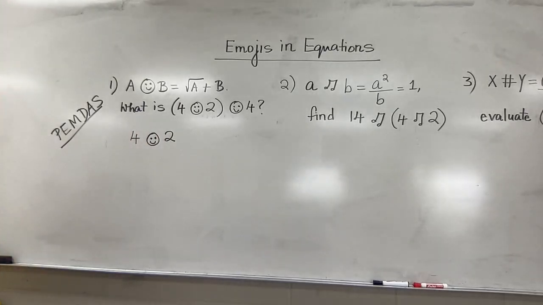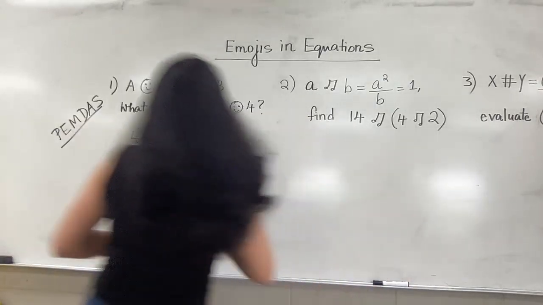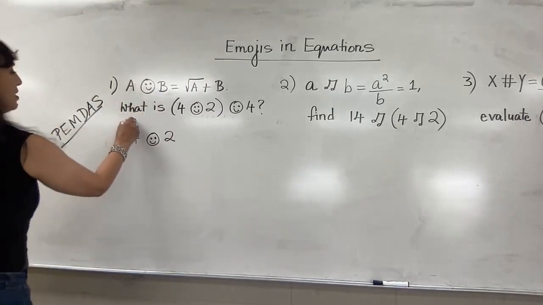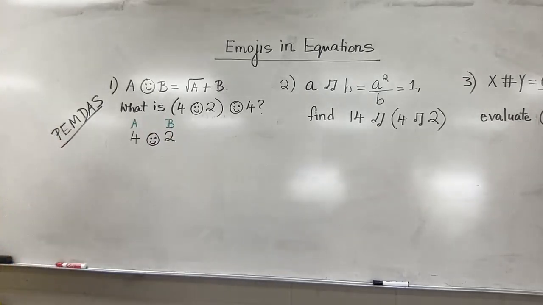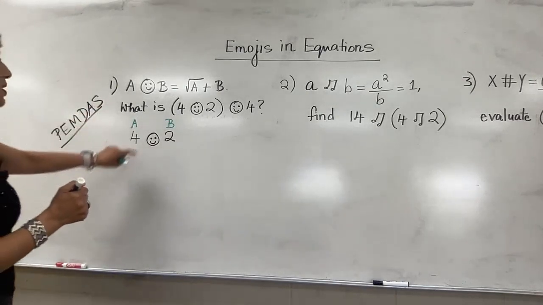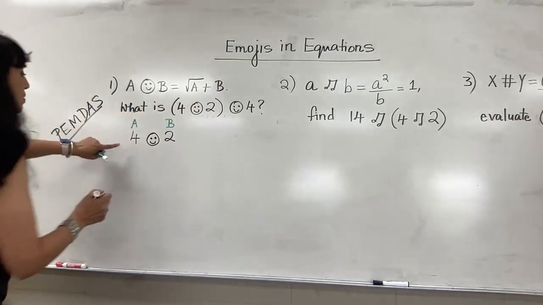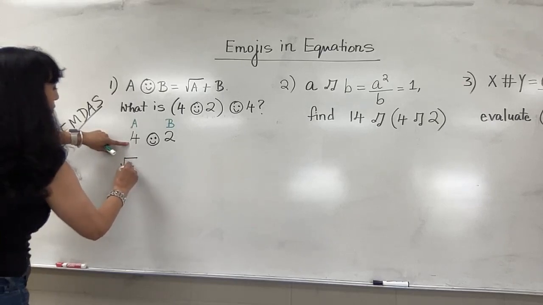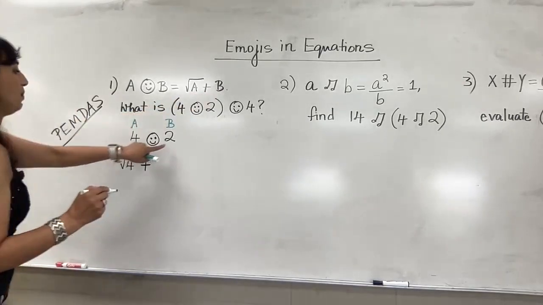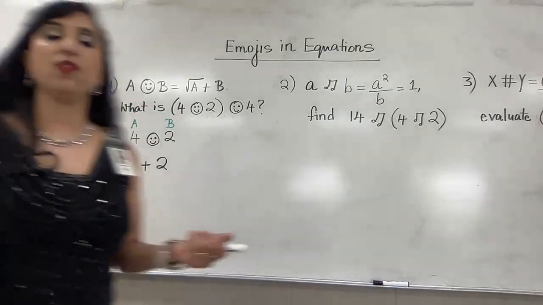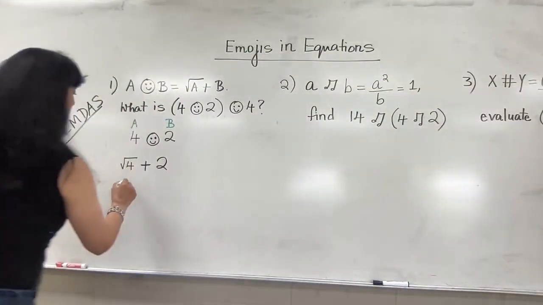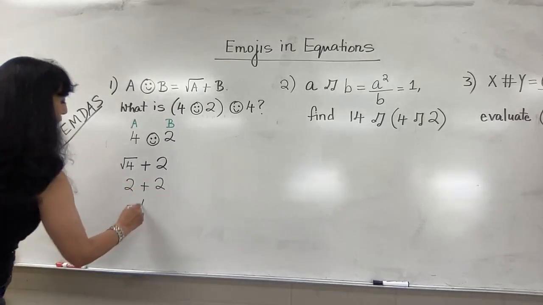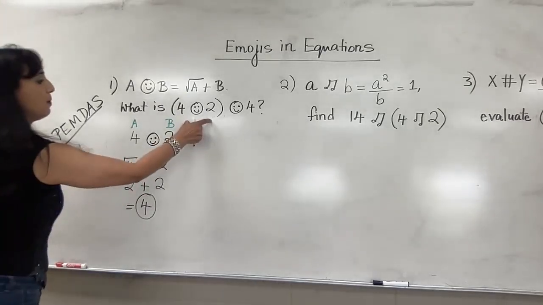What I need to remember is that here it's telling me A smiley B, so this is A and this is B. Then I look at it as square root of A plus B. A is 4, so it's the square root of 4, plus B, which is 2. Square root means what number times itself gives me 4, which is 2. So this is 2 plus 2, and I get 4 for this part.